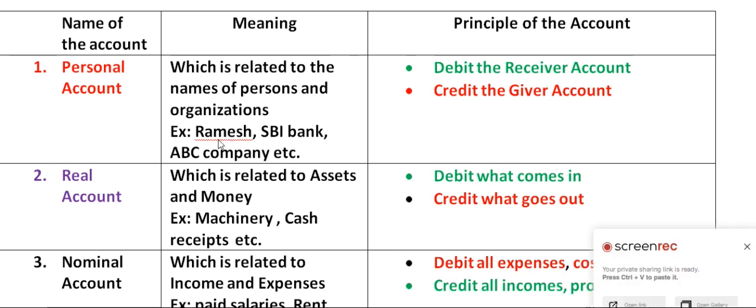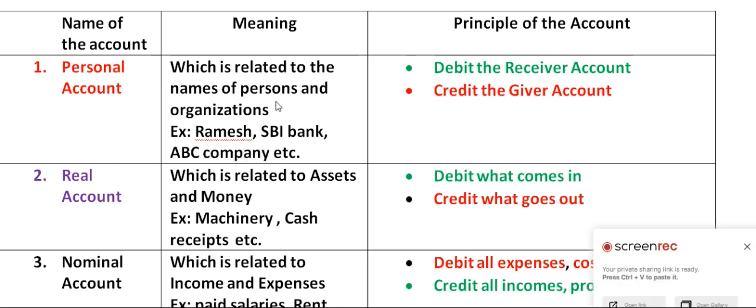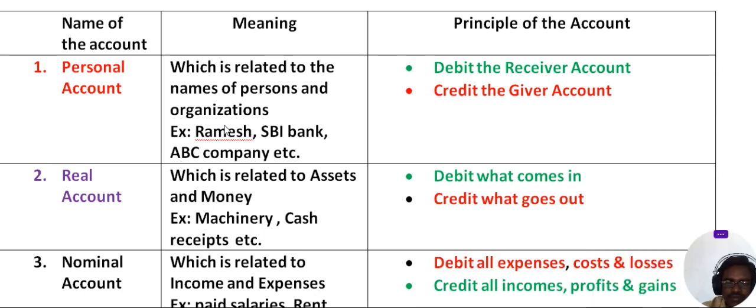Here Ramesh is the name of a person, so it comes under personal account. SBI Bank, it is the name of the bank and it comes under a personal account. ABC Company, it is the name of the company, it comes under personal account. So whenever we see the names of the persons, organizations and institutions, they come under personal account.